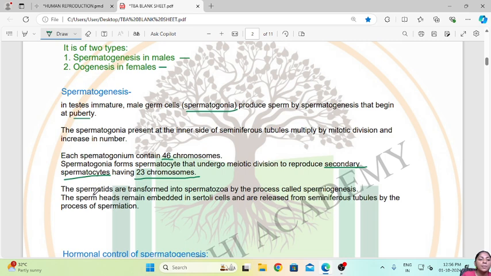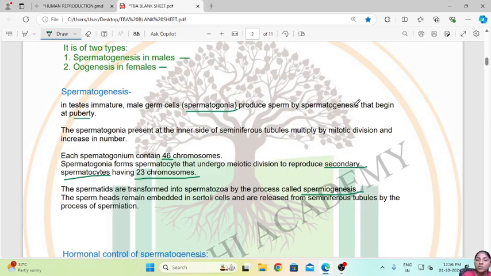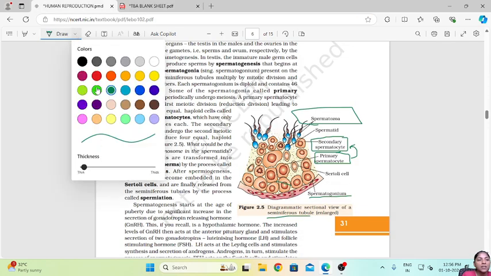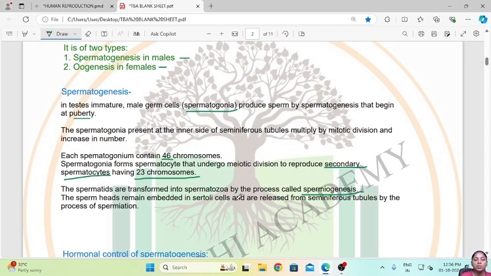After these, the spermatids are transformed into spermatozoa. Now after the secondary spermatocytes, the spermatids which are produced, they will be transformed into the spermatozoa or the sperm by the process of spermiogenesis, and these sperm heads will remain embedded in the Sertoli cells, as we can see over here. These sperm heads will remain embedded in these Sertoli cells, and they will be released from the seminiferous tubule by the process called as spermiation.